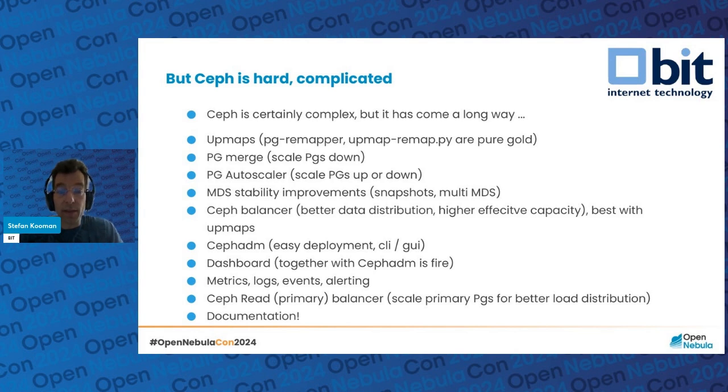Nowadays, you don't have to think too hard about picking the right amount of PGs, because you can scale them up, you can scale them down, and Ceph can also do that automatically for you. There have also been a lot of stability improvements in MDS. Snapshots and multi-MDS are stable now.